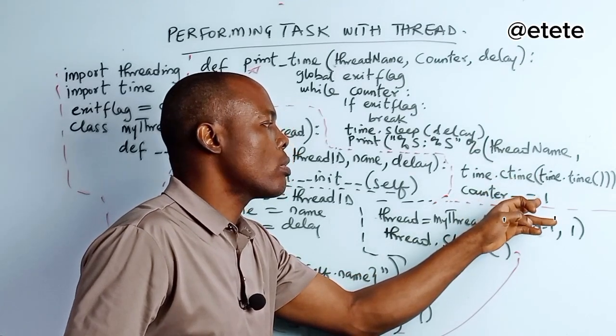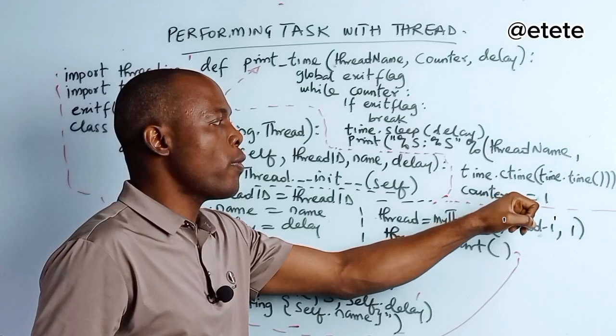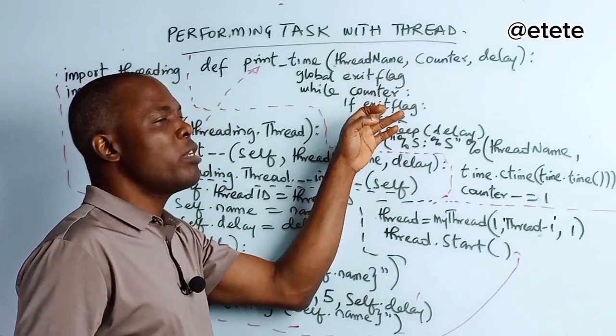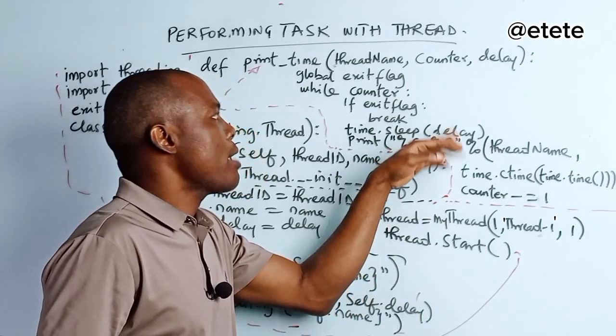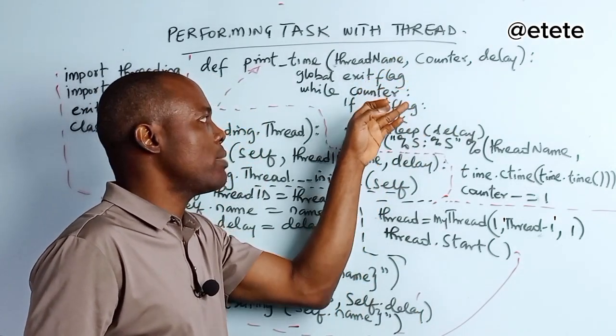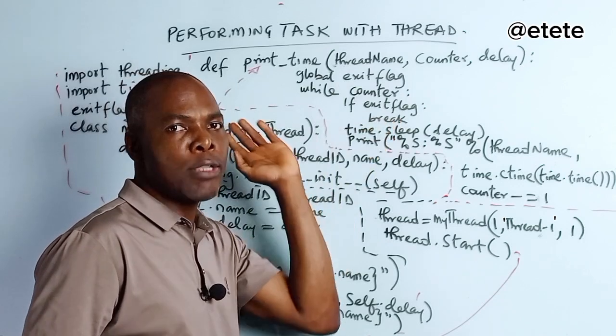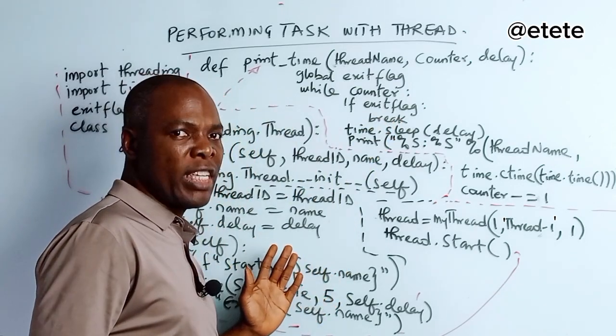Then it will reduce the counter by 1, so this 5 will reduce to 4. Then it will come back here. It will repeat the step like that for 5 times. When it comes back, the counter will now be what? Equal to 0, which is the same thing as what? Exit flag. It will go in and it will come out of the loop. That is what this program is expected to do.